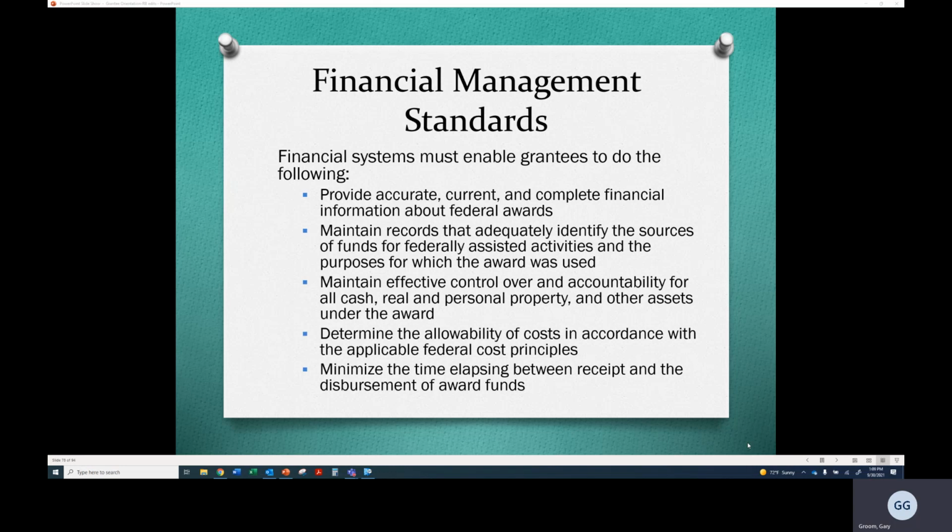Determine the allowability of costs in accordance with the applicable federal cost principles, program regulations, and other requirements cited in the Notice of Grant Award. And lastly, financial systems must minimize the time elapsing between any advance payment under this grant award and the disbursement of funds for grant costs.